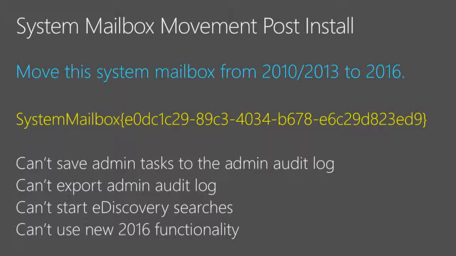Once you've installed 2016 and you're ready to go into production, you will want to find this system mailbox, the one that starts with that GUID there, the E0DC1, and move it to a 2016 database. This was also for 2013 in a 2010 or 2007 environment. You needed this system mailbox to be moved to 2013 for some of the things below to work. You will also have to move this mailbox to 2016 to get some new 2016 functionality to work as well. So if you're coming from 2010 or 2013, make sure the system mailbox gets moved.